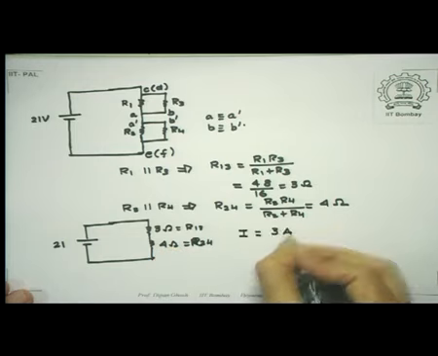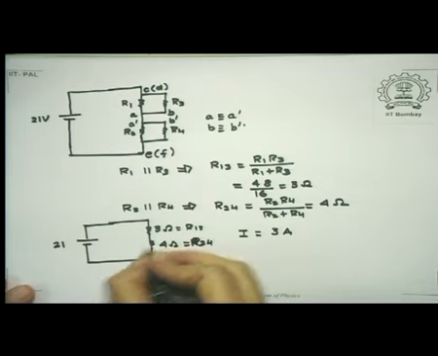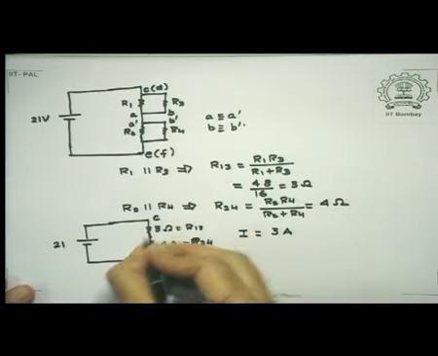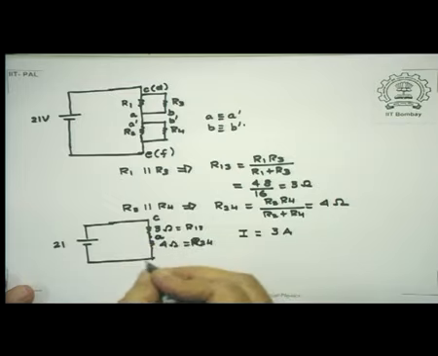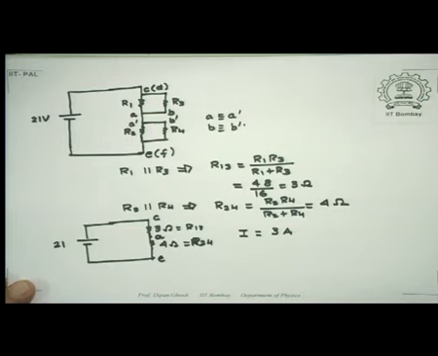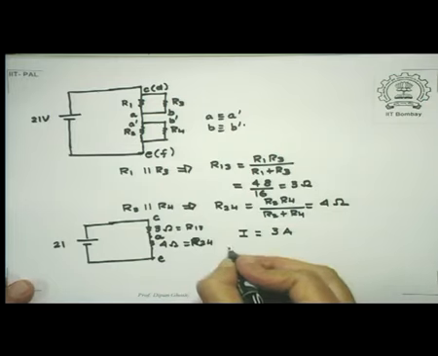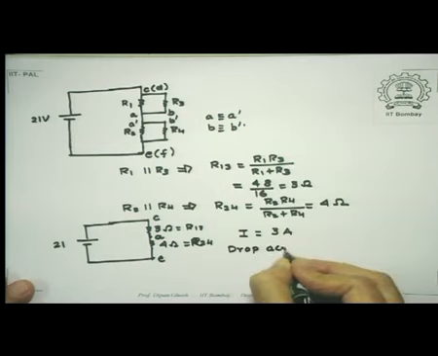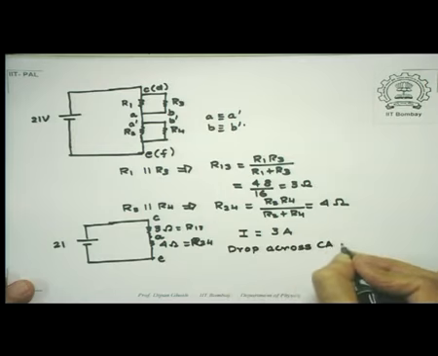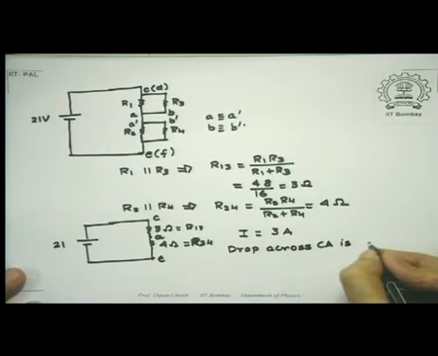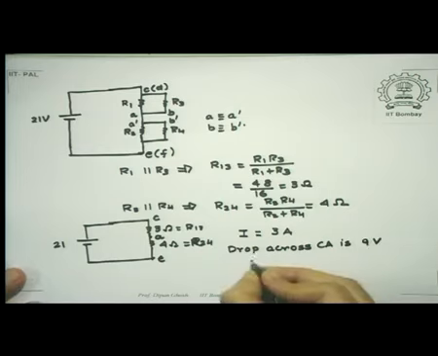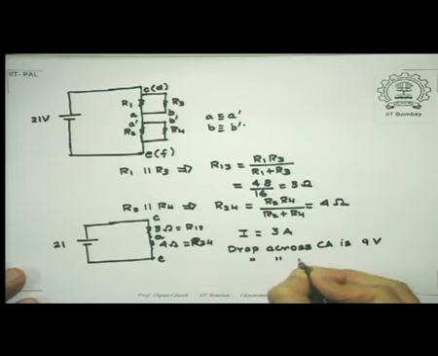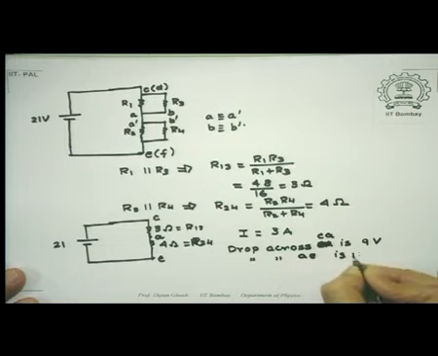Now notice this thing. This point was my point C, this is my common point A or A prime, and this was my common point E or F. So since 3 ampere current is reaching C, my drop across CA is 3 into 3, that is 9 volts. And drop across AE is 3 into 4, equal to 12 volts.